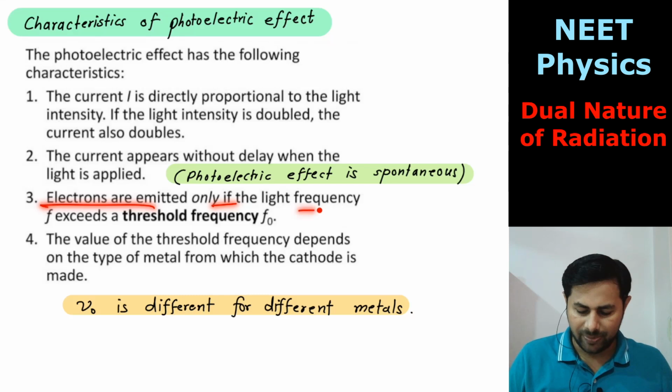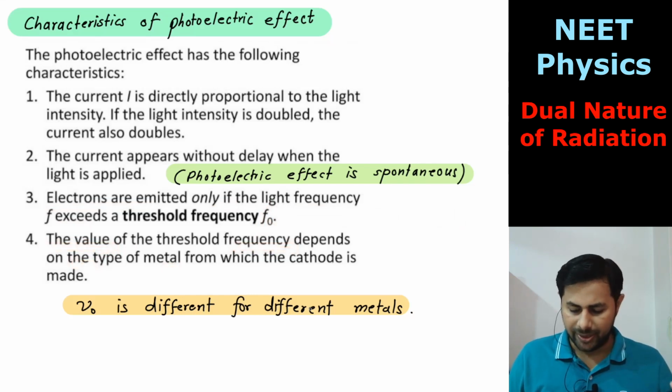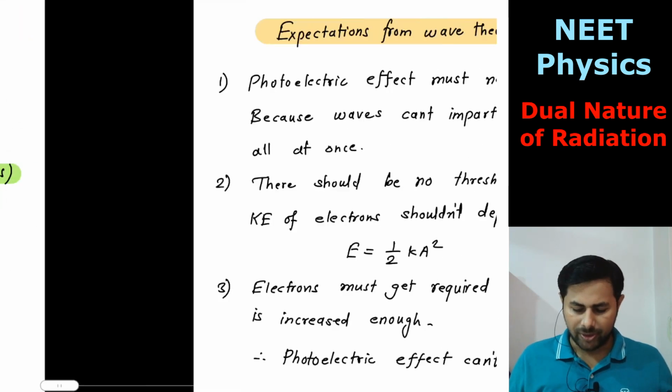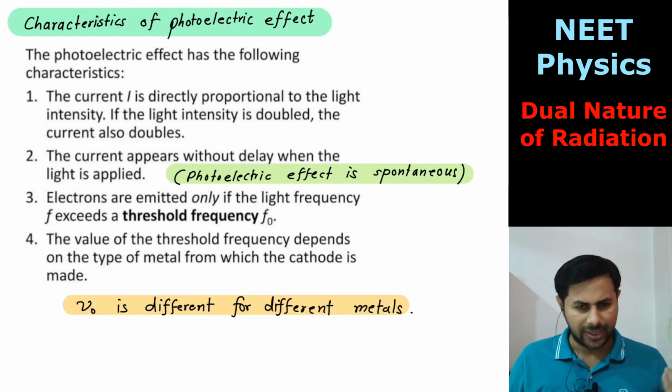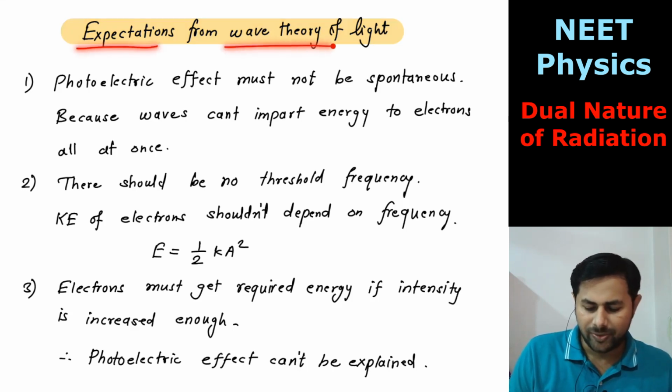The electrons are emitted only if the light frequency nu exceeds the threshold frequency nu naught, and the value of the threshold frequency depends on the type of metal from which the cathode is made. So nu naught is different for different metals, because electrons will be surrounded by different kinds of atoms and ions, and the density of those ions in the surroundings will also be different. That's why they will need different amounts of energy to come out of different metals. That is common sense. Now, what do we expect from the wave theory of light?